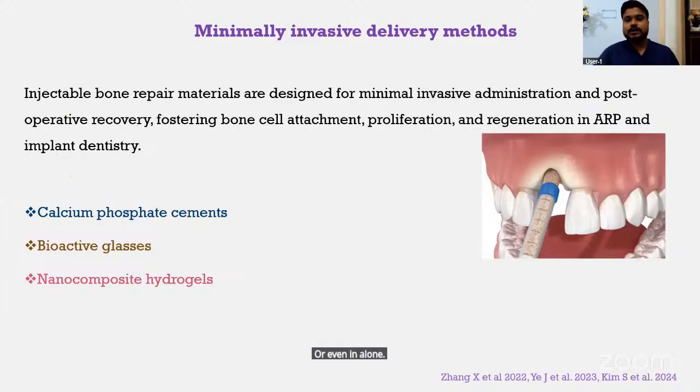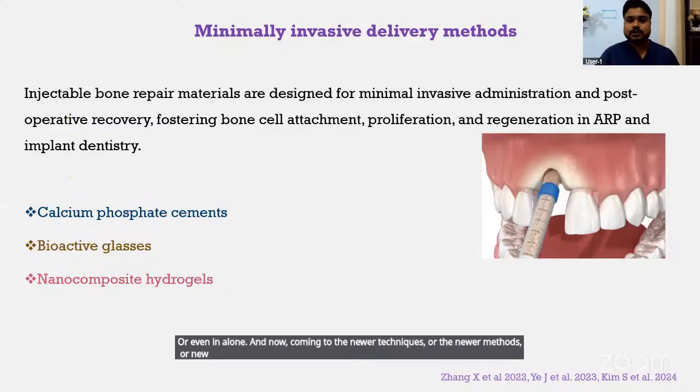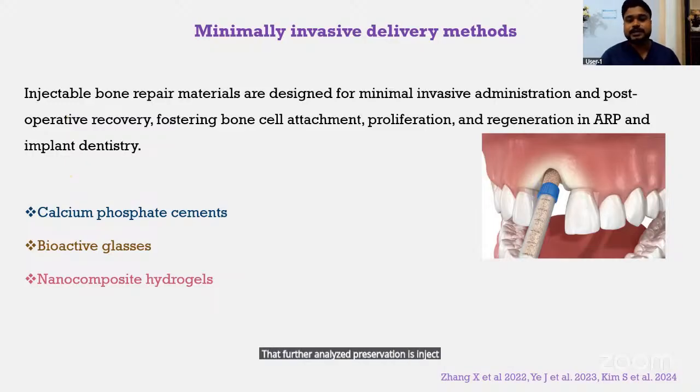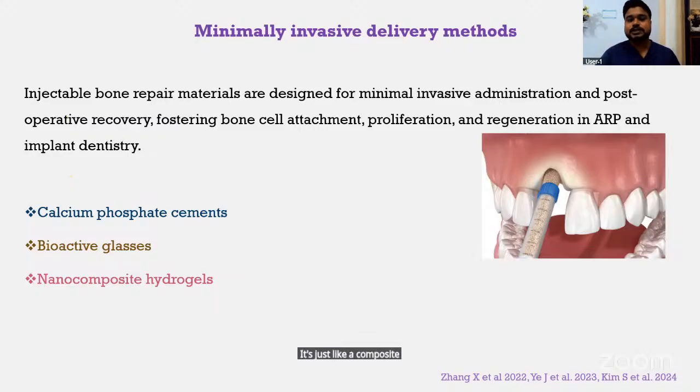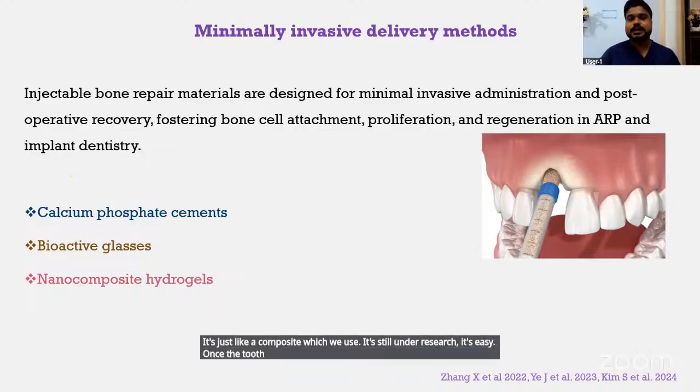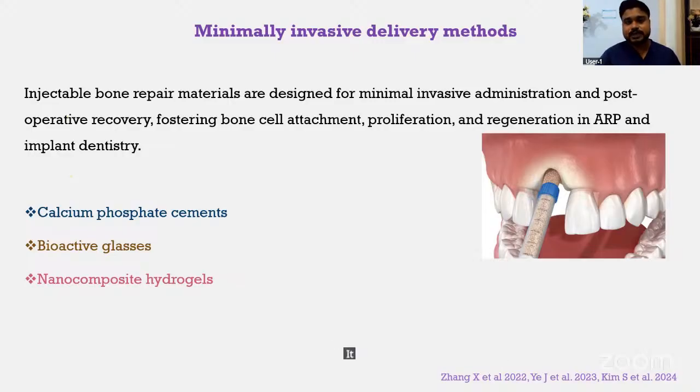And now coming to the newer techniques, the cool techniques, so to say, which there has been various research going on for alveolar ridge preservation: injectable bone materials. These are just like a composite which we use. It's still under research. It's easy. Once the tooth has been extracted, it is simple to inject it into the socket, and it solidifies over there and protects the socket. So these are still under research.